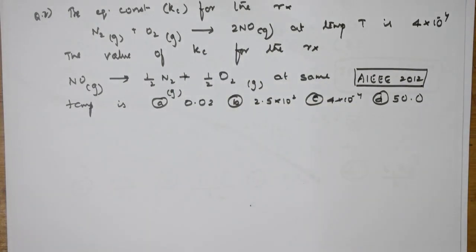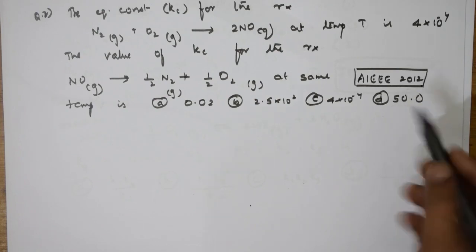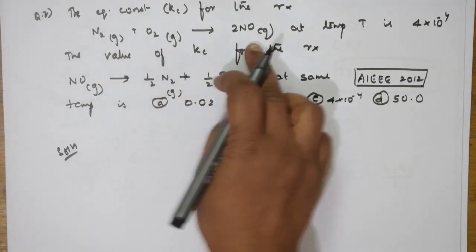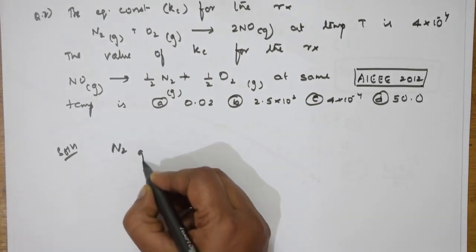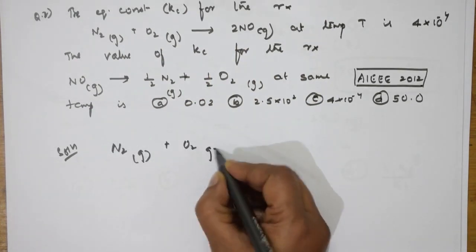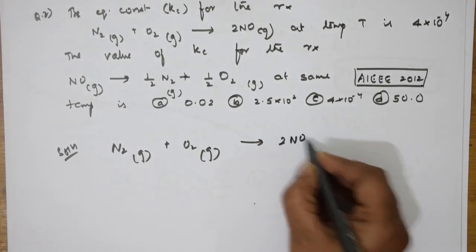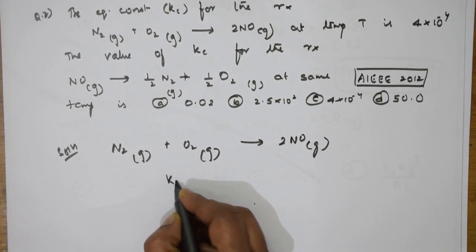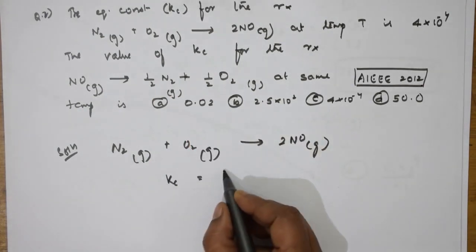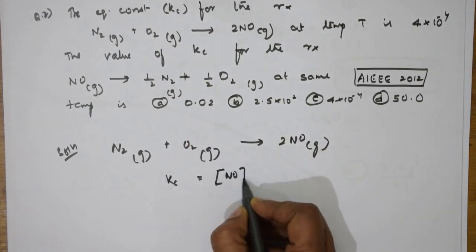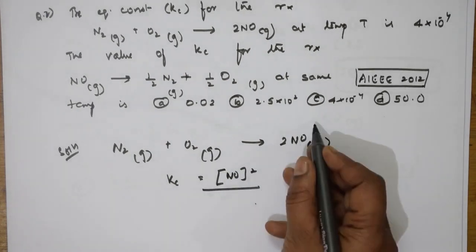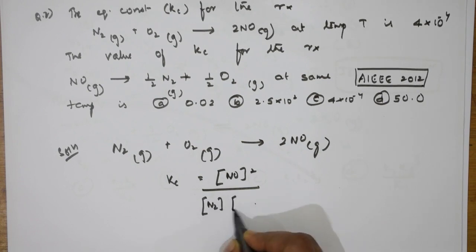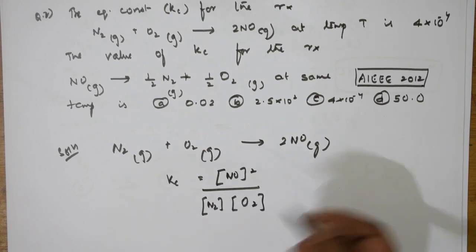So I need to find equilibrium again. This is a 2012 AIEEE question. As soon as such a question is given to you, I said first try to write the equation which is given to you. Nitrogen, this is oxygen, which is gaseous state, this is forming 2NO gaseous state. This is the reaction. They need the equilibrium constant, that means Kc. Products by reactants. Product NO, raised to the power of its coefficient, and here is nitrogen, here is oxygen. Correct?